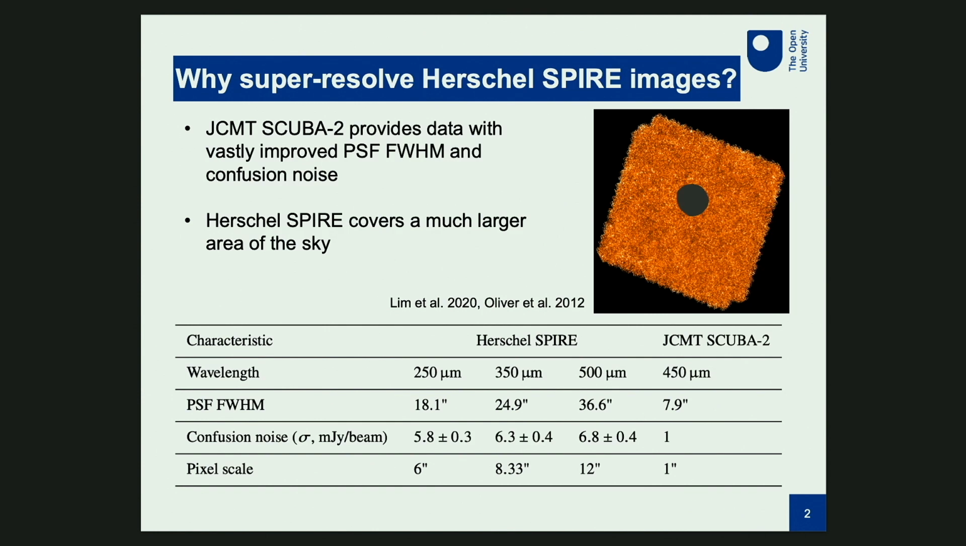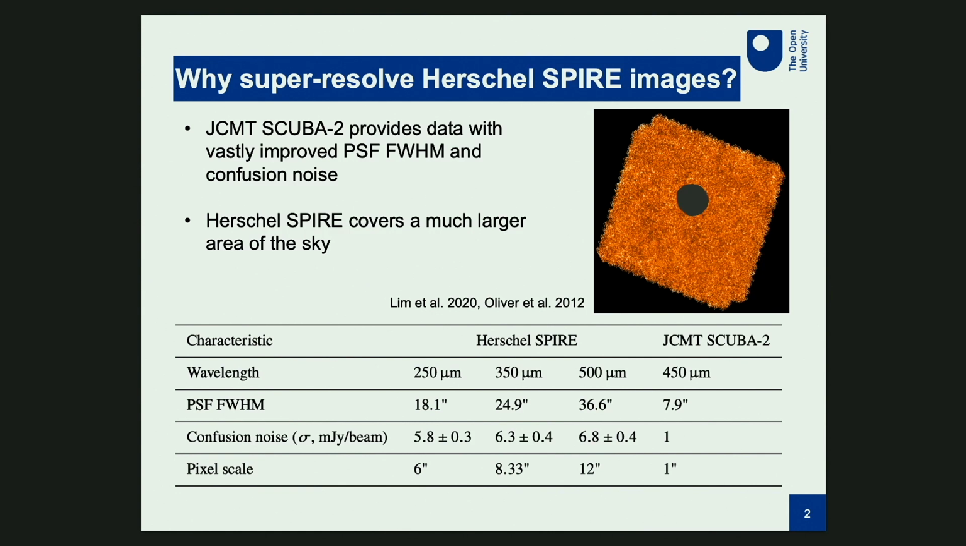The reason we want to do this is really twofold. It partly comes down to sky coverage and partly comes down to image characteristics. If we look at the image there on the right, the background image is the Herschel SPIRE 500 micron coverage of the COSMOS field, while the gray square overpainted in the middle is roughly the area covered by the JCMT SCUBA-2 survey of the same field at 450 micrometers.